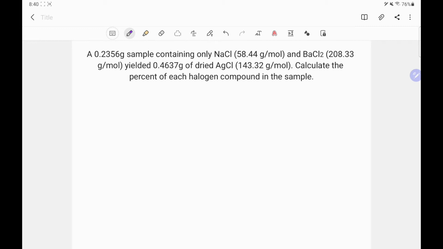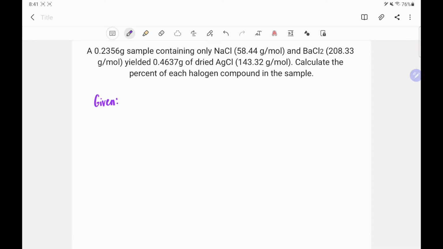This is a short problem, but this introduces some new mathematics, because unlike the previous problems, we now contain a question asking for two variables. Since we have two unknowns, in this case the grams of sodium chloride and the grams of barium chloride, we need to construct a system of equations to calculate for these two variables. To see how that will work, let's write down the given.